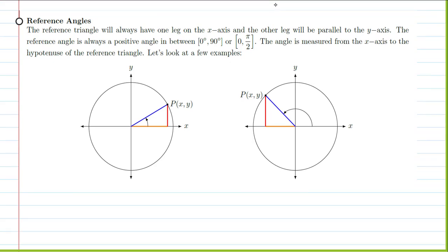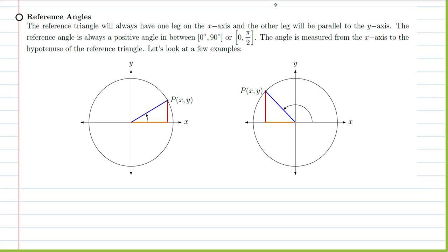Let's look at a few examples. So in quadrant 1, it's just the same triangle that we've been using the entire time. Our x-axis side is in orange, our y-axis side is in red, and then our hypotenuse. So our reference angle would be the same as the angle rotated from the positive x-axis.